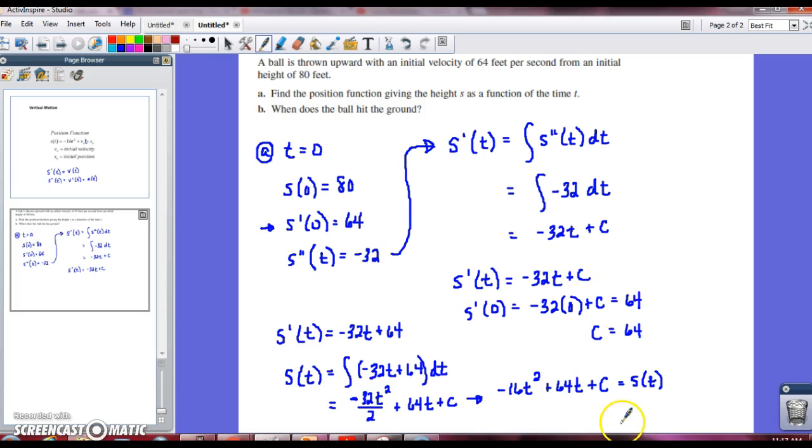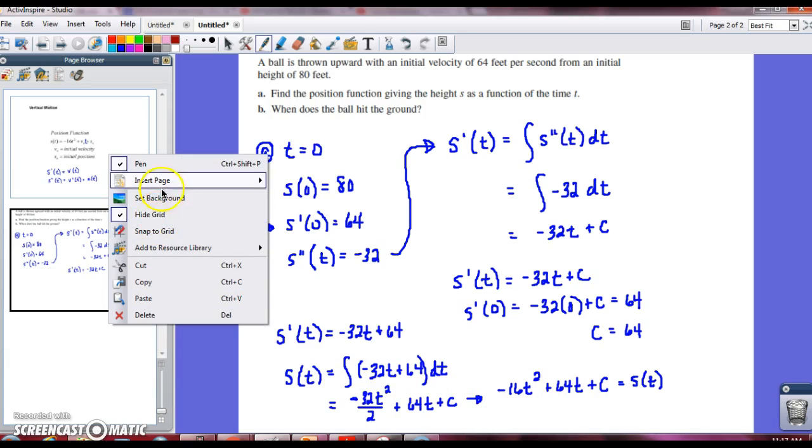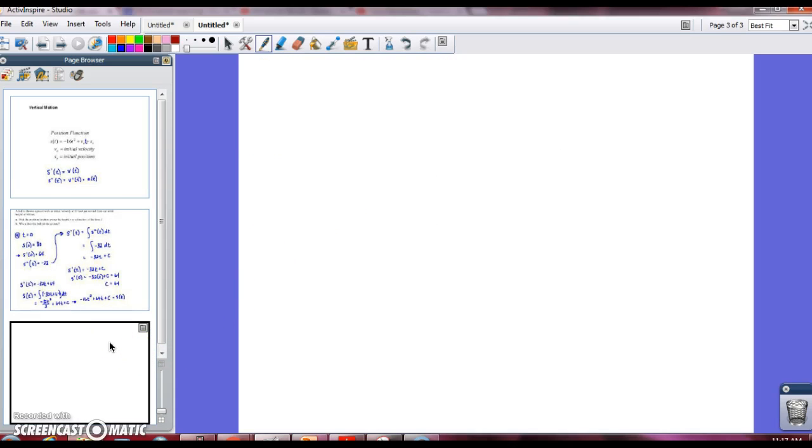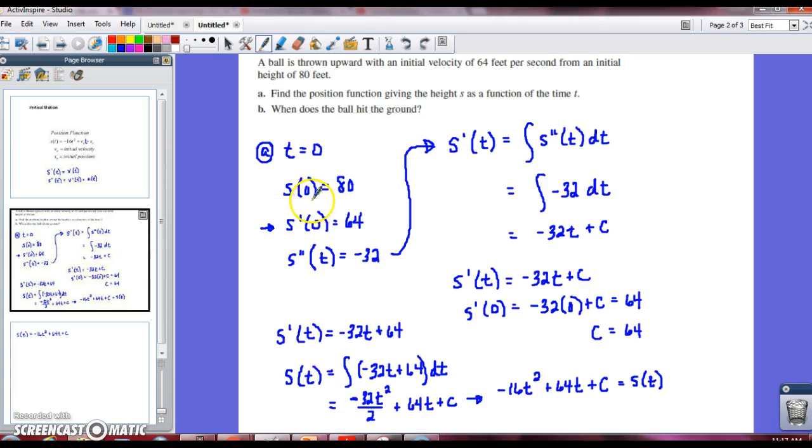Okay, that's our position function. I'm just going to move on to a new screen here, so I'm not cramming everything on. Okay, so we had s of t. What we just found was s of t is equal to negative 16t squared plus 64t plus c. And we were given in our problem that s of 0 is 80.